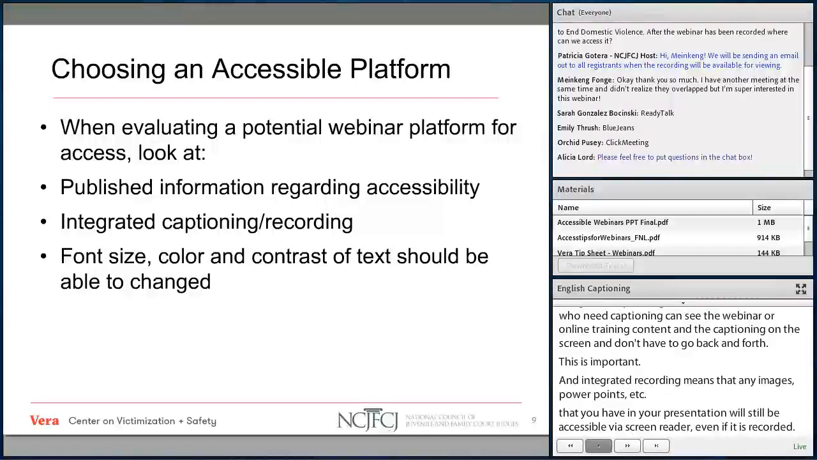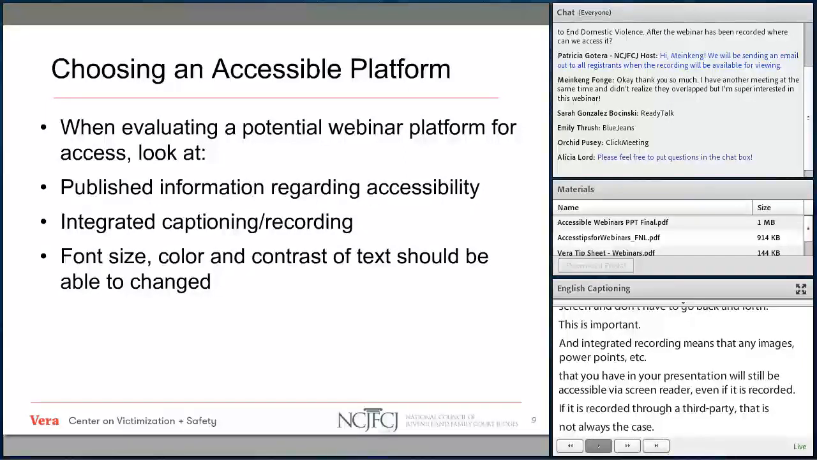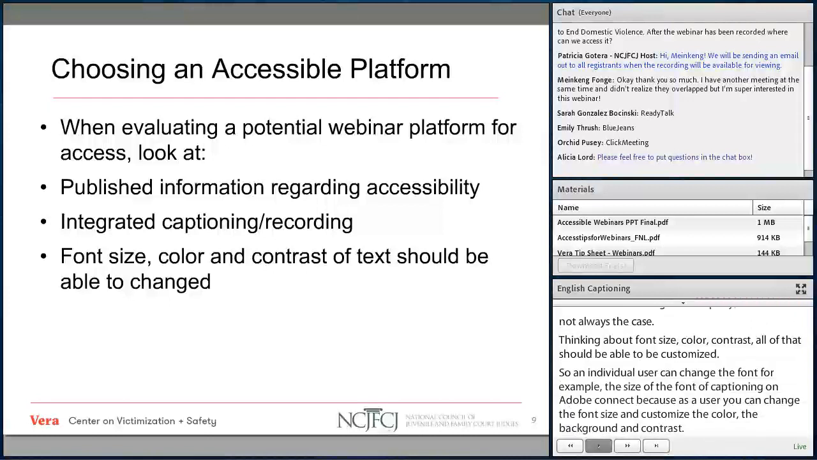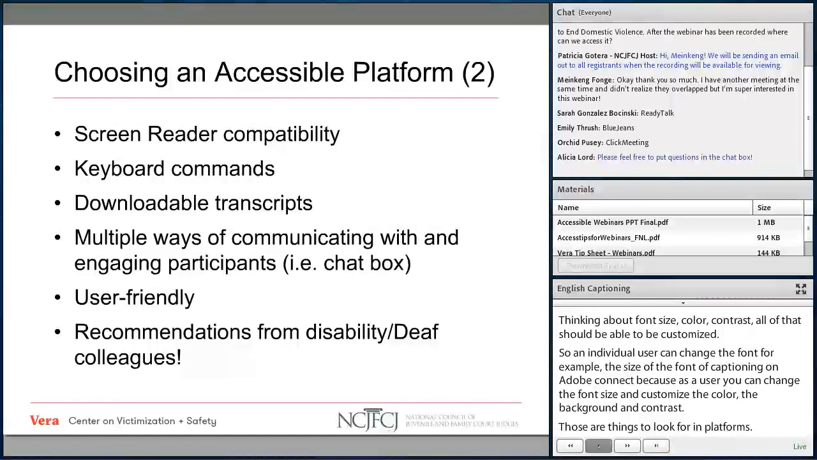Then think about font size, color, and contrast of text. All of that should be customizable so that an individual user could change, for example, the font size of captioning. On Adobe Connect, you can see here that as a user, you can change the font size and customize the color, the background, and the contrast. All of those are things you should look for in platforms. The more a user can make the platform their own during an online training, the more accessible it's going to be.